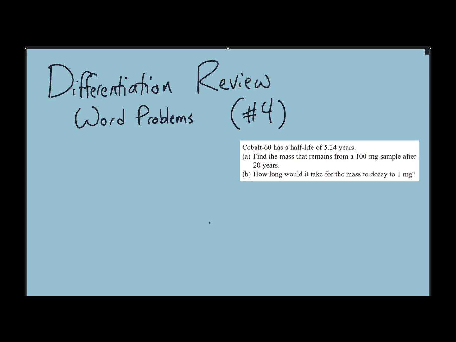Word problem number 4 is another exponential growth problem. As soon as you see the term half-life, you should be thinking, hey, that's a PERT function. I don't know what we're going to do with it, but I might as well write it out right away. P of t equals PERT.